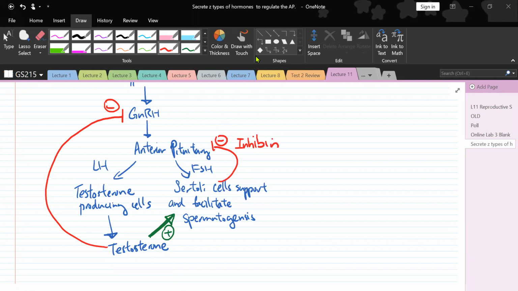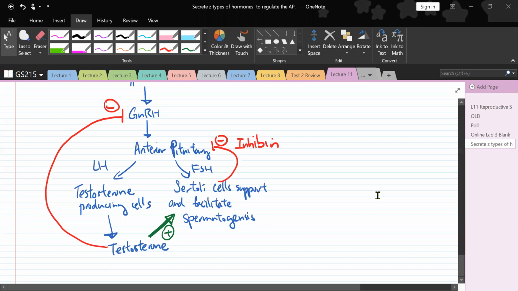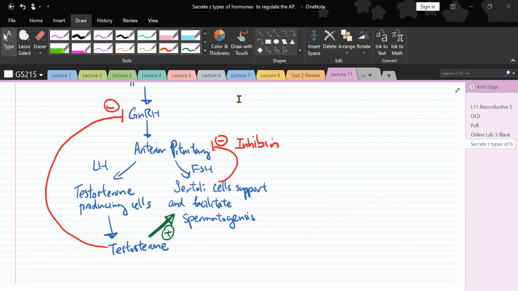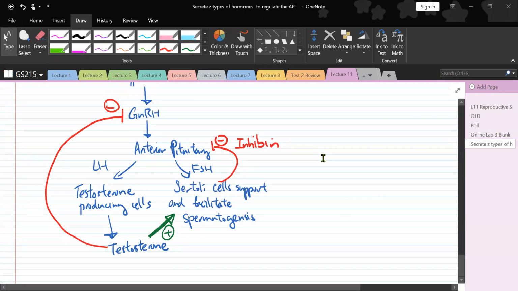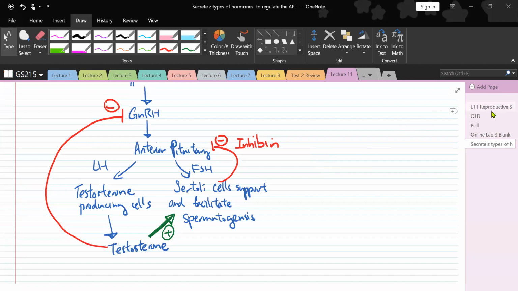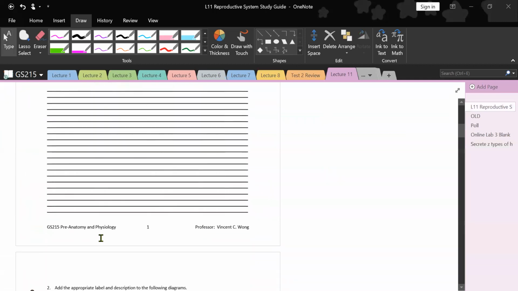So the key idea is to understand there must be a balance between the positive feedback and the negative feedback so that you don't waste resources making things that you already have, right? Okay. So that's all I wanted to talk about in terms of all the pathways. And let's go back to the study guide here.